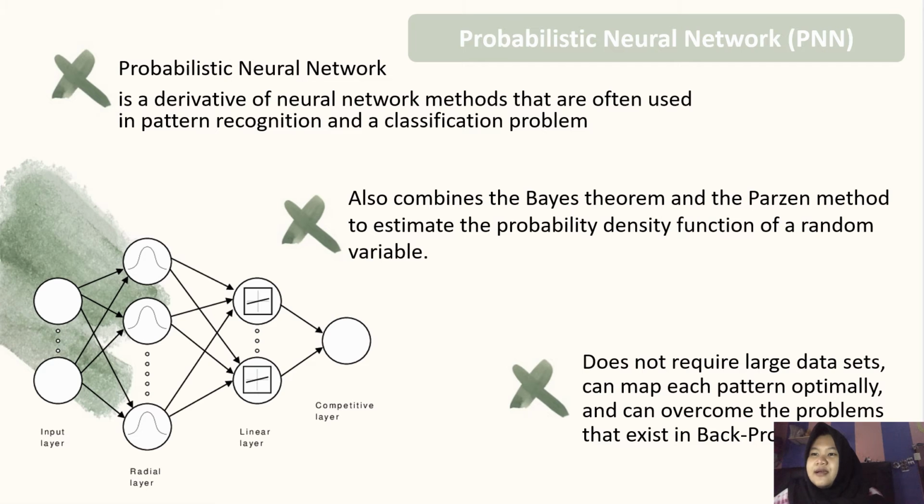However, PNN has problems determining the smoothing parameters, which are usually determined by trial and error or user-defined. Besides, PNN also combines the Bayes theorem and the Parzen method to estimate the probability density function of a random variable. In contrast to other neural networks, PNN has a high training ability, so that it can produce a great level of accuracy in decision-making on classification.